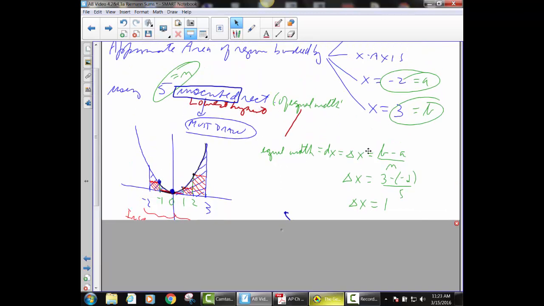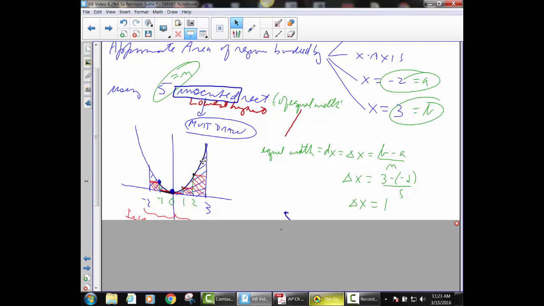Equal width, so the width is b minus a over n, which is 3 minus negative 2 over 5. So to get from negative 2 to 3 in 5 equal steps, I'm going to have to go up by 1 each time. So label those spots: negative 1, plus 1, plus 1, plus 1, plus 1. Now they wanted inscribed, which is the lowest height.